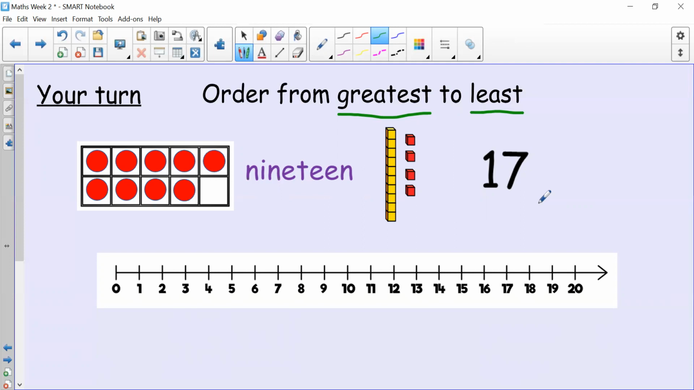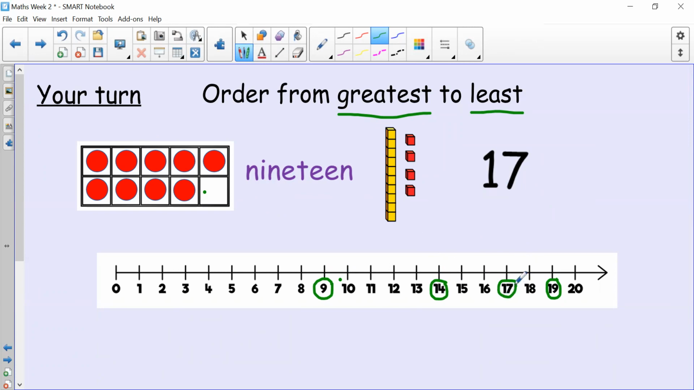Okay, let's go through all of that together and we can see if you were right. In this 10 frame here, we have got 9 counters. So I'm going to circle 9. And then this number here says 19. And then the Deans are showing me 1 ten and 4 ones, so 14. And then what number is this? 17. So those are our 4 numbers.